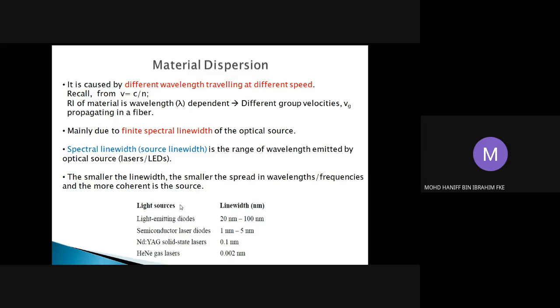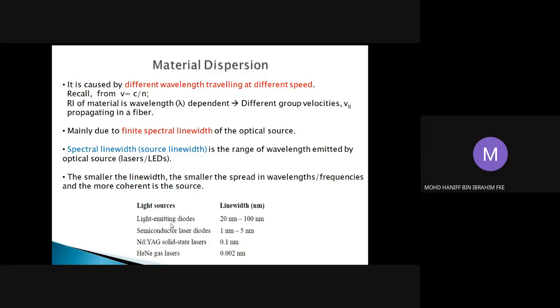Okay, so from this statement, if we have a smaller line width, we're going to have a smaller spread in wavelength. So you know about this, yeah? And we can say that the source is more coherent, yeah? So the coherency of the source depends on the line width value. If the line width is reduced or small, the source is said to be more coherent, yeah? More coherent.